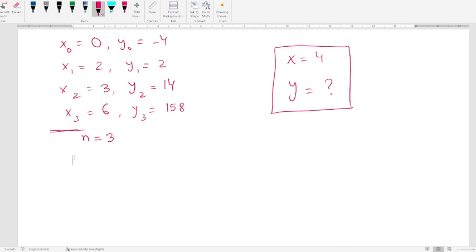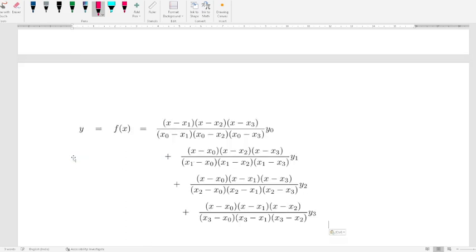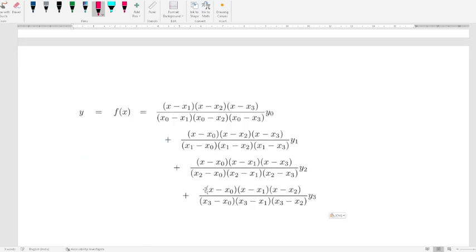Now, let's write down the formula here. So, this is going to be our formula. Now we are going to use this formula. How do we use it? The value of x is going to be equal to 4. x appears in the numerator so many times, so we'll try to find out this particular value first. So x minus x1, x minus x2, x minus x3.